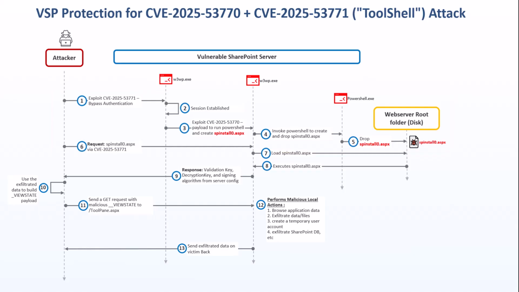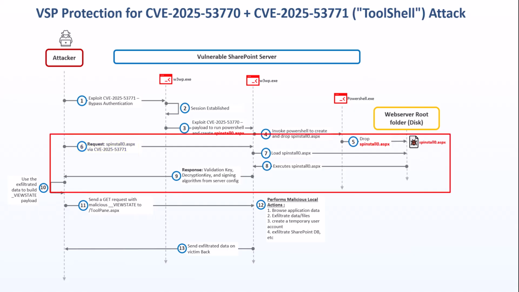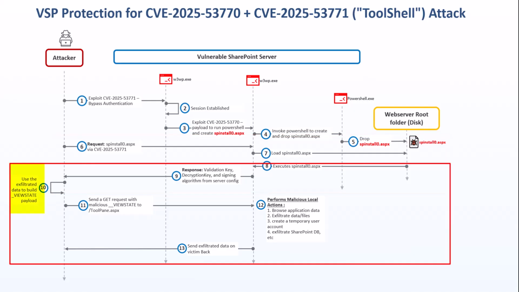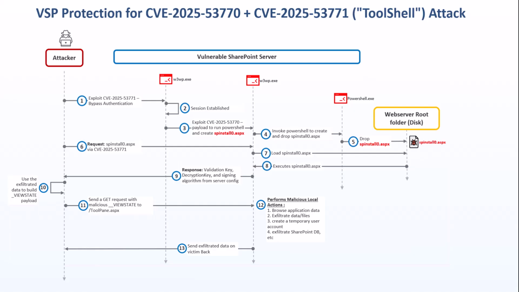In step 6, the threat actor sends a request to the webshell, which responds with exfiltrated machine key info from the server's web config file. This information is later utilized in step 10 to craft a malicious view state payload. In step 11, the attacker delivers this malicious payload to the vulnerable toolpin.aspx page, enabling remote code execution through unsafe deserialization. While the payload could perform any action that the threat actor chooses, such as deploying ransomware or leveraging lolbins, for this demonstration we will construct a PowerShell-based Metasploit backdoor.